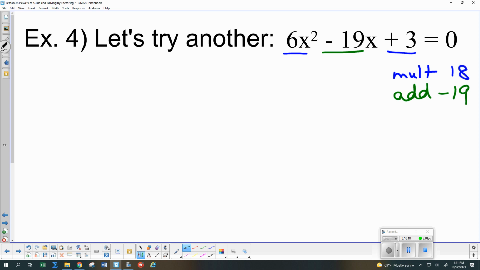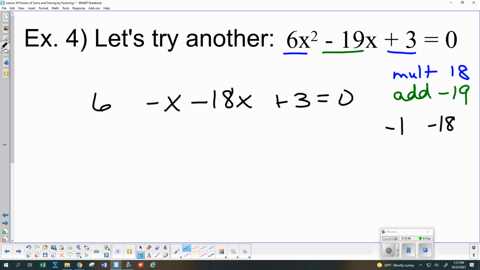Fred. Everybody comfortable with negative 1 and negative 18? That means I need to rewrite the minus 19x as either minus x minus 18x or minus 18x minus 1x. I'll just stick with the minus 1x and the minus 18x. I will keep my plus 3 and my 6x squared, and I want to see the equal 0 on every line all the way through.